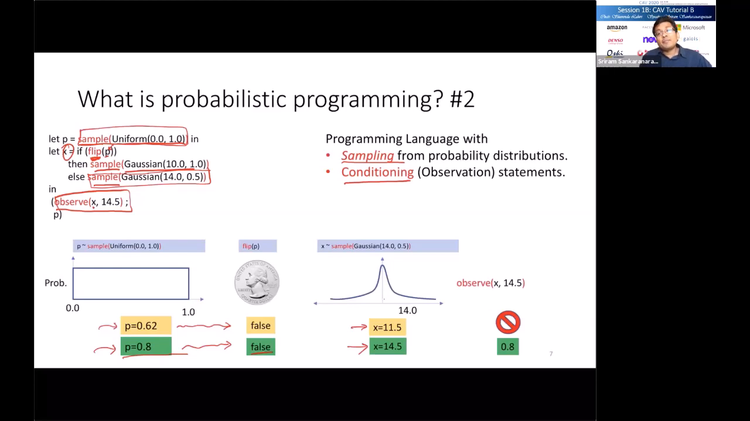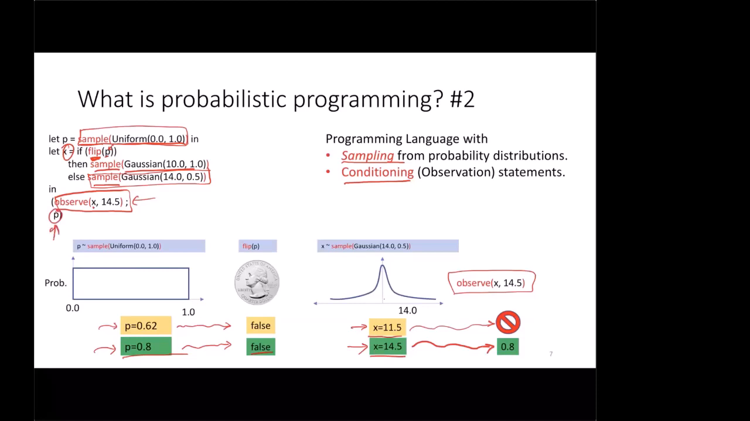And let's say I am supremely lucky somehow. Okay, so lucky that you can't imagine how lucky. And let's say I got 14.5 and 11.5. All right. In the execution with 11.5, when I encounter this observe statement here, my execution doesn't proceed because observe X 14.5 says X has to be 14.5. Think of it as an assertion. All right. It doesn't proceed. Whereas in this other example, it proceeds and then the entire program returns the value of P, which is 0.8.